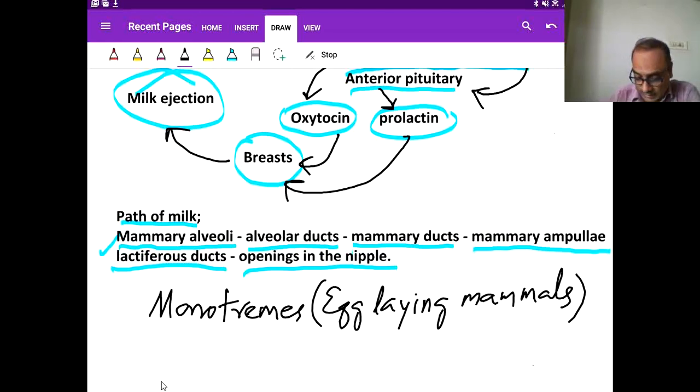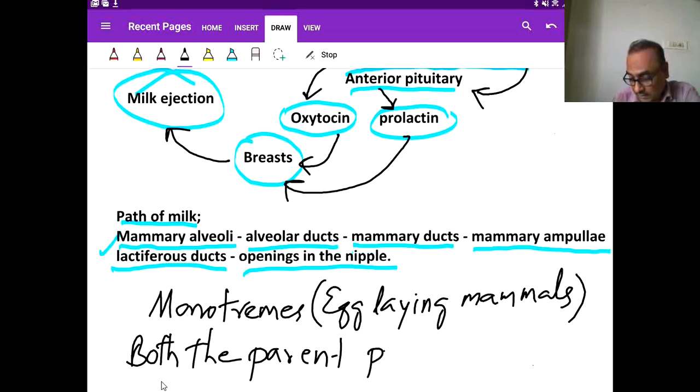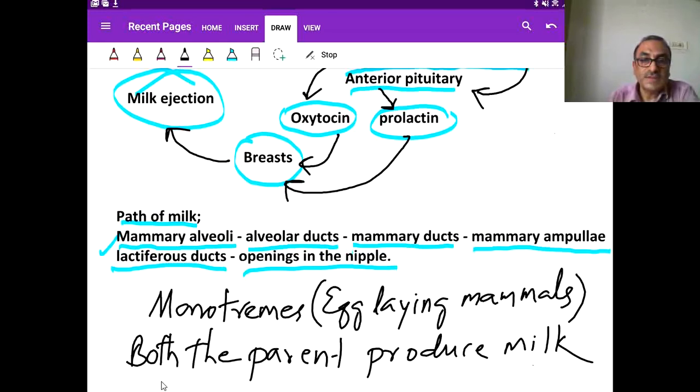And one more important thing is, both the parents carry out lactation, that is, produce milk. Both male and female monotremes produce the milk, whereas in all other mammals and in humans, milk production takes place only in the breasts of the female individual. Is that clear?